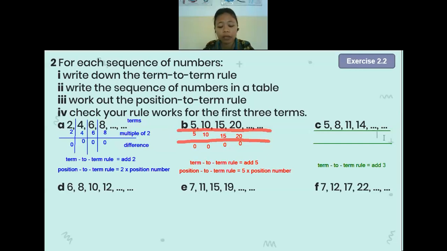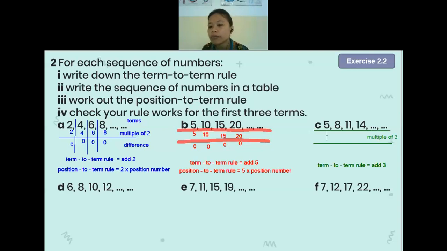We need to find multiples of what number? 3 plus 2. Okay, we just need to find the multiple of 3. I'm not going to the position to term rule first, later. Let us do it one by one because some of your friends are still confused, okay? That's correct for the position to term rule.